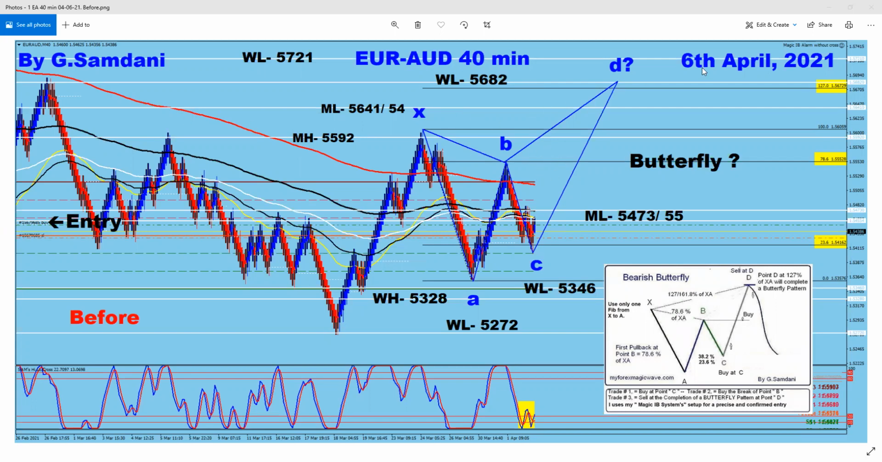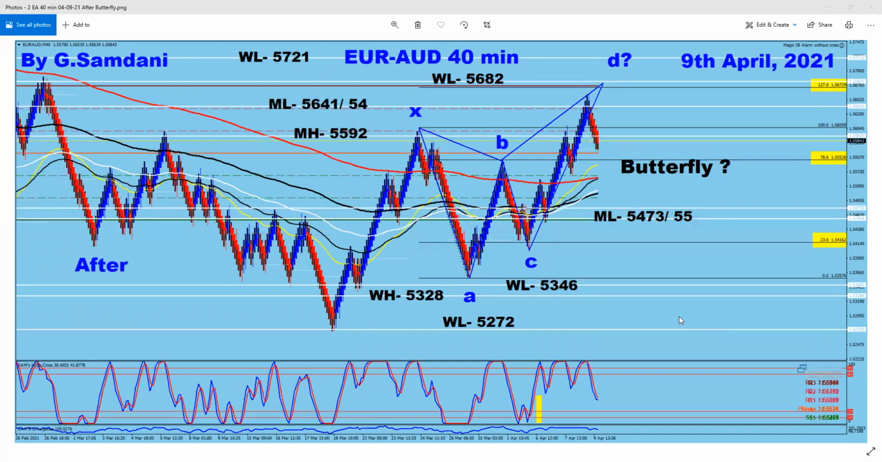This setup, this chart I made on the 6th April, is a butterfly in the making. It's not finished yet, but it's in the making, and it has its own calculation and all of that. And this is one of my diagrams which I made like 10 years ago. Now this is how the butterfly pattern works.